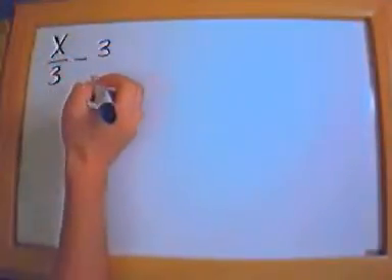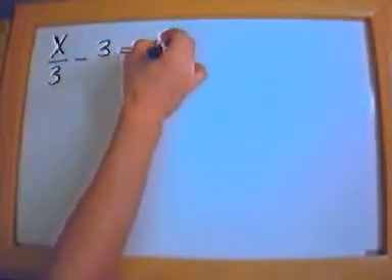So, like I said, it's like playing checkers. Once you know the rules, it really is not that big of a deal. Let's say I have something like this: x over 3 minus 3 is equal to minus 2.